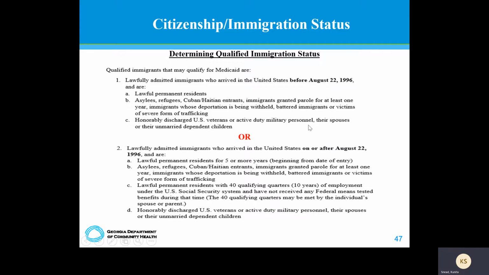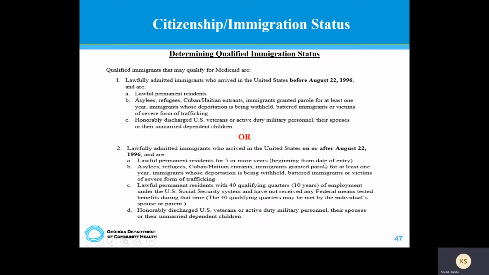Veterans or active duty military personnel, their spouse, or their unmarried dependent children. So if they entered the United States before August 22nd, 1996, they need to fit either A, B, or C in number 1. So that's what you're going to do. Ask them, when did you enter the United States? Are you here legally? Then you're going to just go through these criteria.